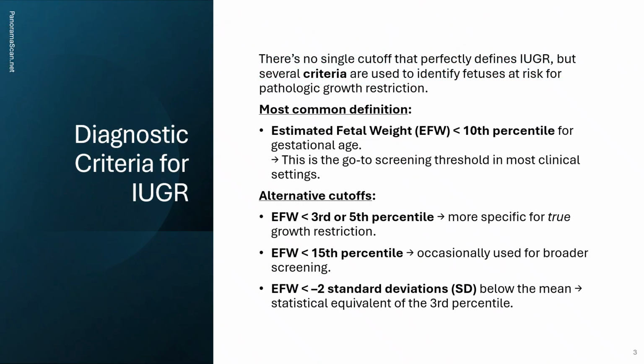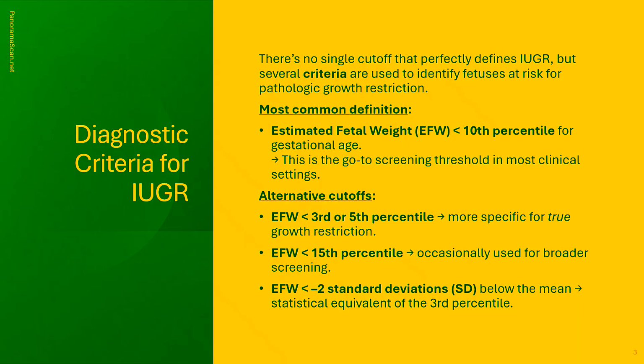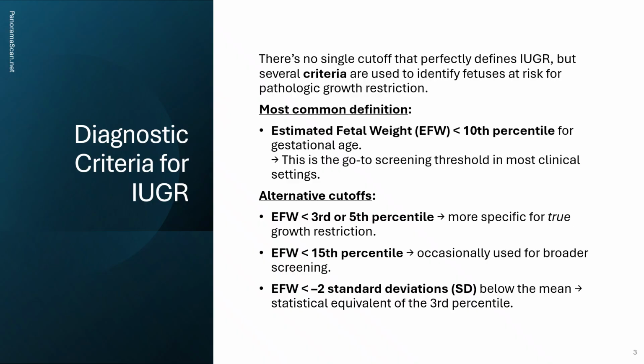Defining IUGR isn't as simple as picking a single number. Several criteria exist to help identify fetuses at risk of pathological growth restriction. The most commonly used definition is an estimated fetal weight below the 10th percentile for gestational age. This serves as the standard screening threshold in most clinical settings.